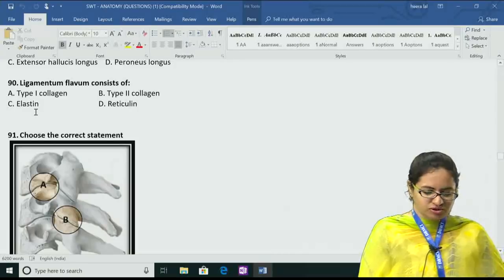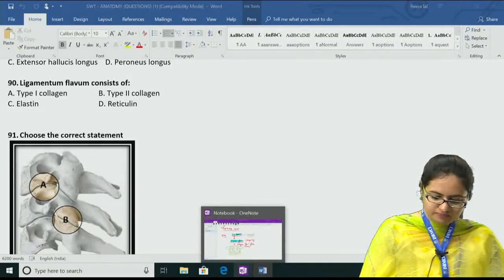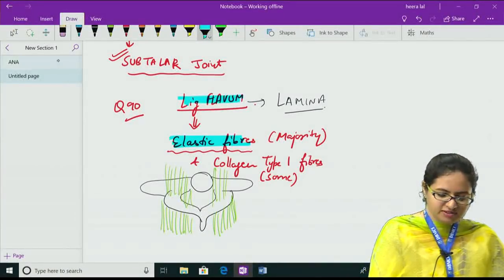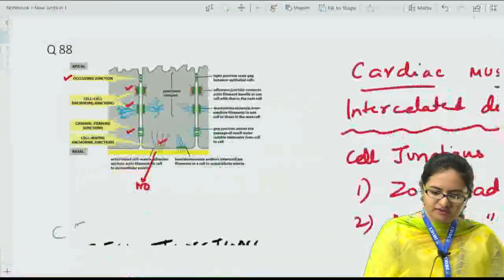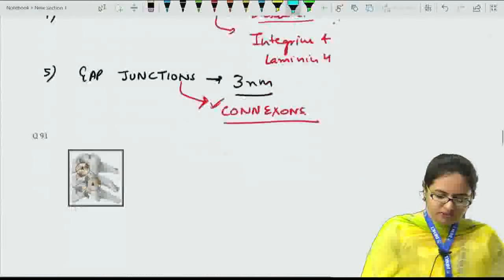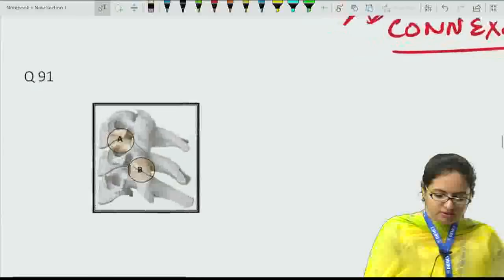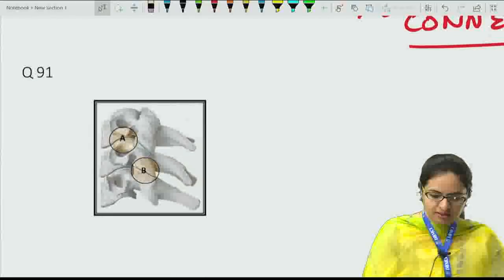Now we come to the next question, question number 91. For question number 91, we will identify the various structures which are labeled over here. In this we have A and B.